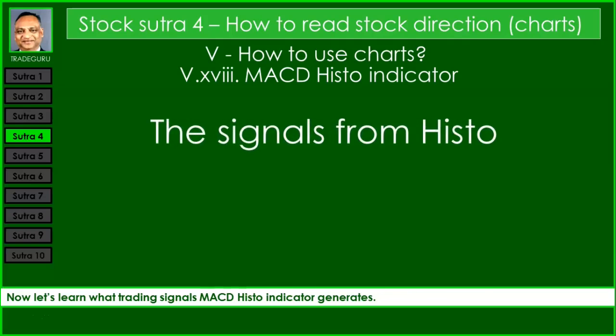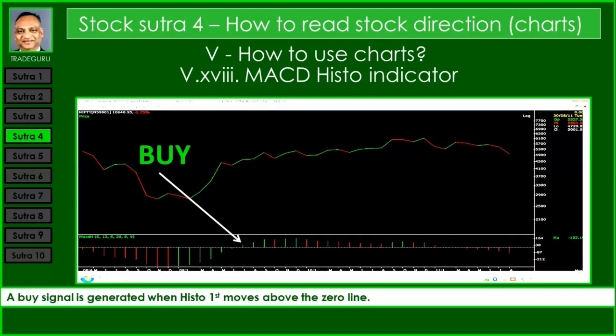Now let's learn what trading signals MACD histo indicator generates. A buy signal is generated when histo first moves above the zero line. A sell signal is generated when histo first falls below zero line.